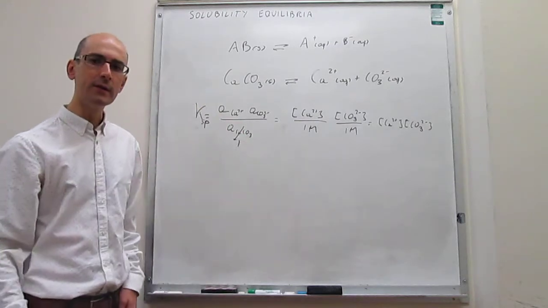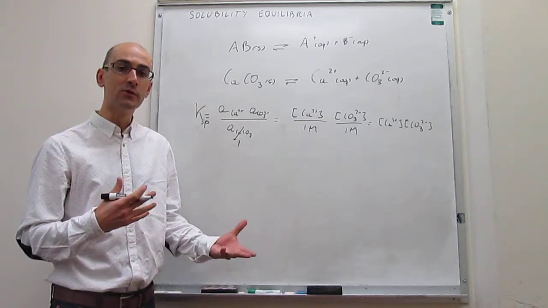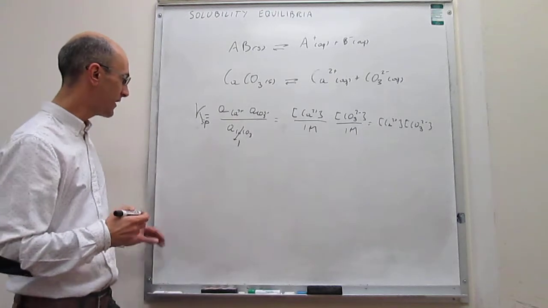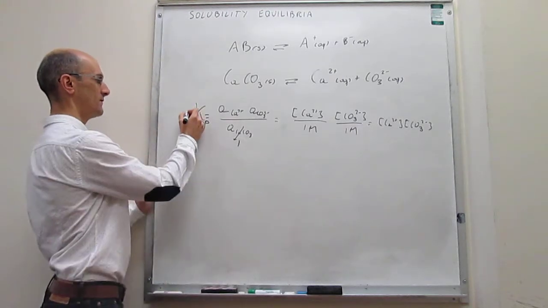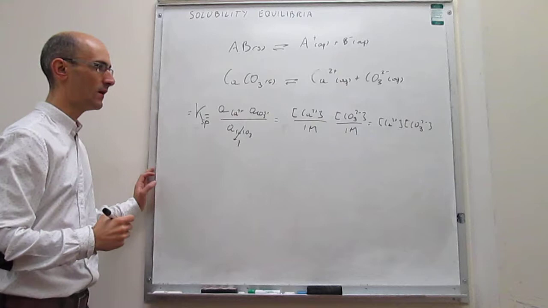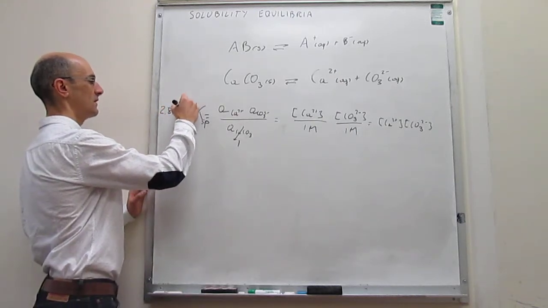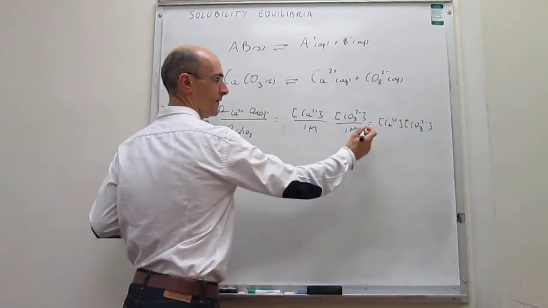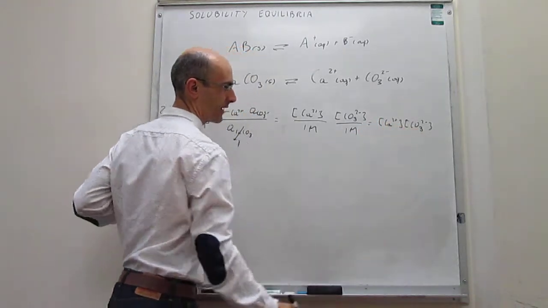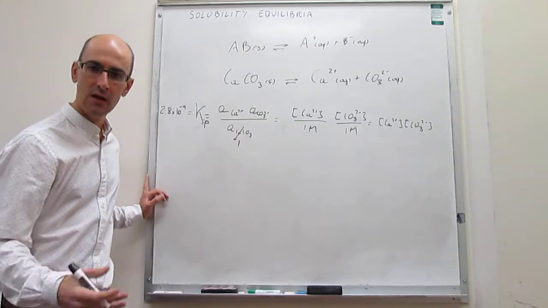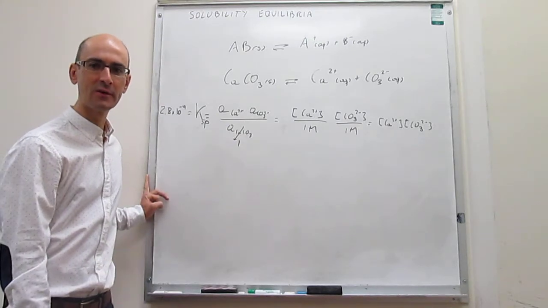Again, the value indicates how soluble the salt is. For calcium carbonate, this solubility product is very, very small. The value is 2.8 times 10 to the minus 9, which gives you an indication of the very small amount of calcium and carbonate ions that you have in solution. There are other examples where the solubility products are even smaller.